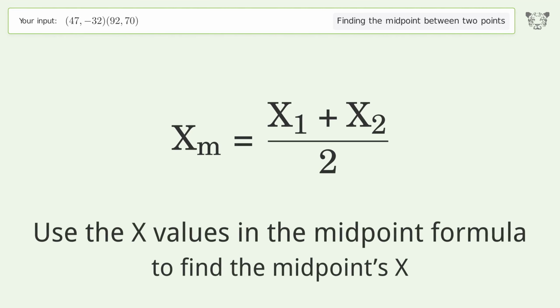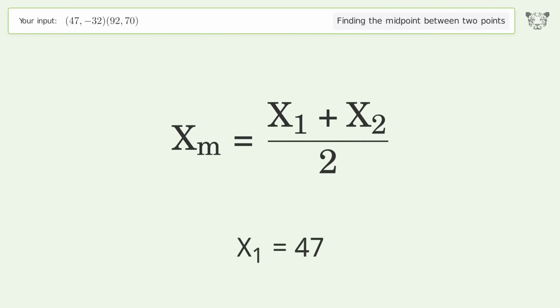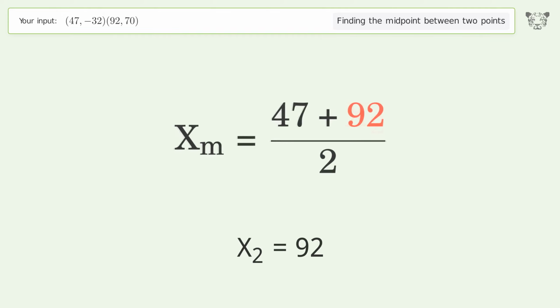Use the x values in the midpoint formula to find the midpoint's x. x1 equals 47. x2 equals 92. Simplify the arithmetic.